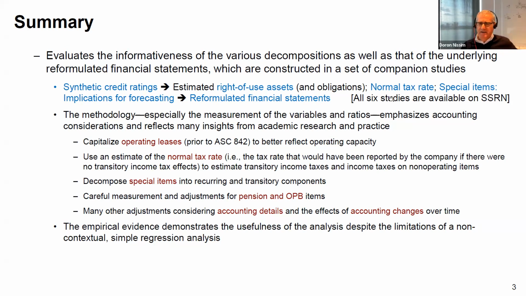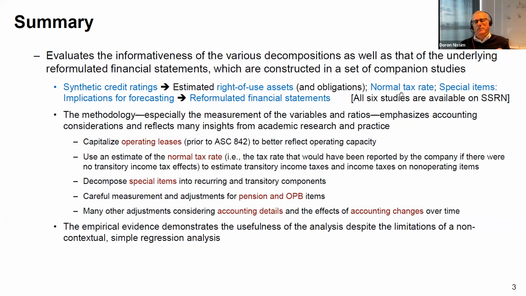In a separate study, I estimate what would be a tax rate in the absence of transitory income tax effects, like changes in the valuation allowance, or in unrecognized tax benefits, or in the impact of goodwill impairment, and so on. So, a separate study where I come up with an estimate for what would be a normal tax rate. This is needed for 2 reasons. One, the income tax expense itself includes a transitory item, in fact a very significant transitory item for many observations. So coming up with an estimate of a normal tax rate allows me to estimate the transitory portion of the income tax expense.